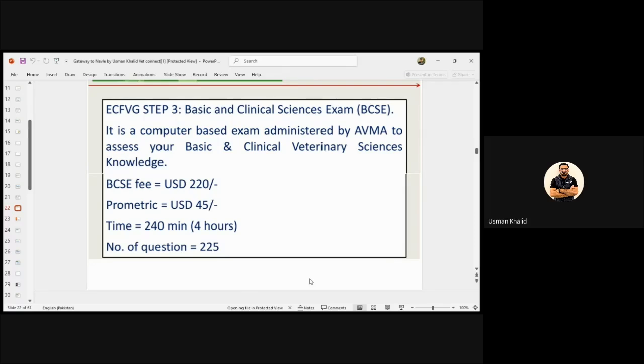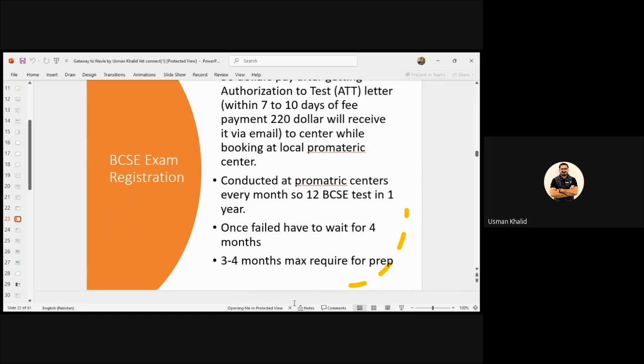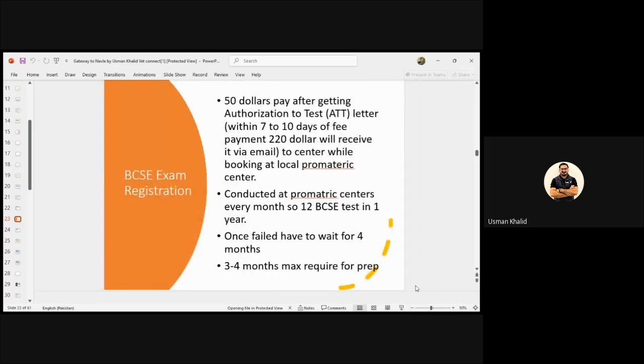The number of questions is 225, and you will pay your fee and get your authorization to test, and then you can go for the exam, which is offered every month. You can go in any month, but the main thing is that if you fail once, you have to wait 4 months. That's really an irritating thing. So I will say prepare for 1 or 2 months more rather than getting failed.